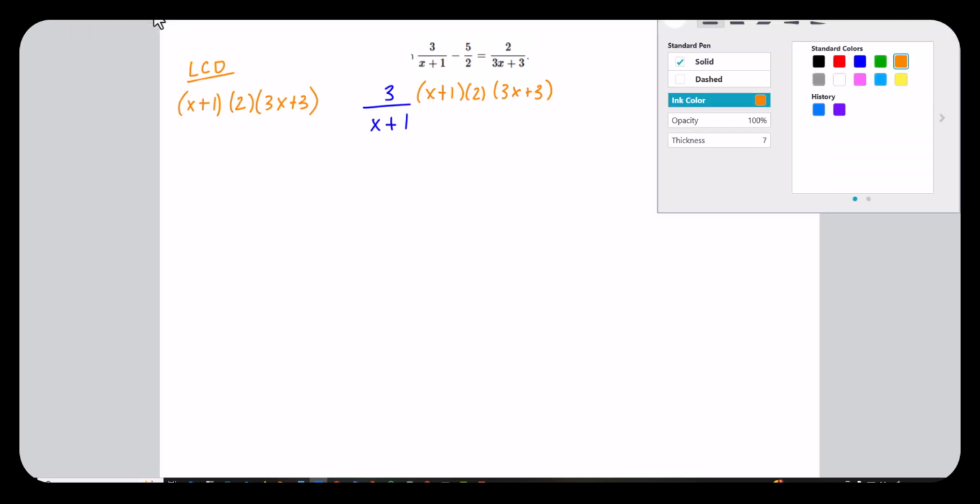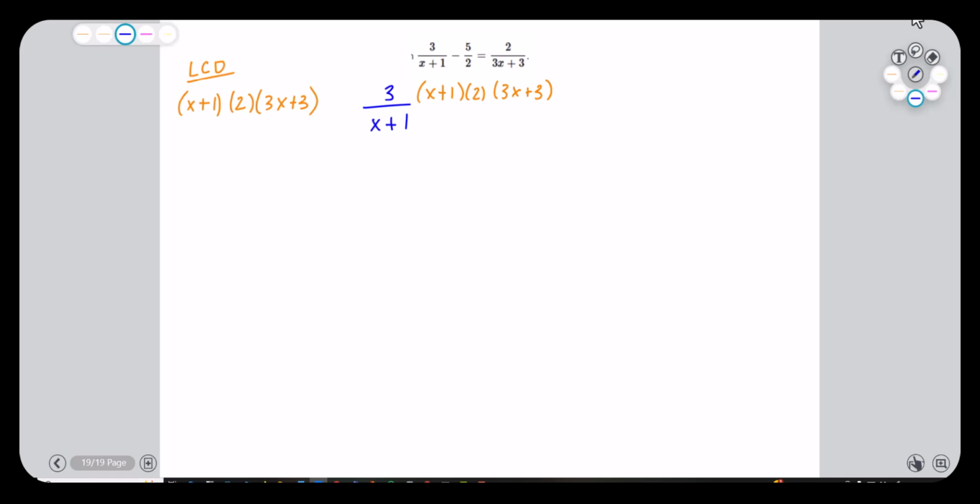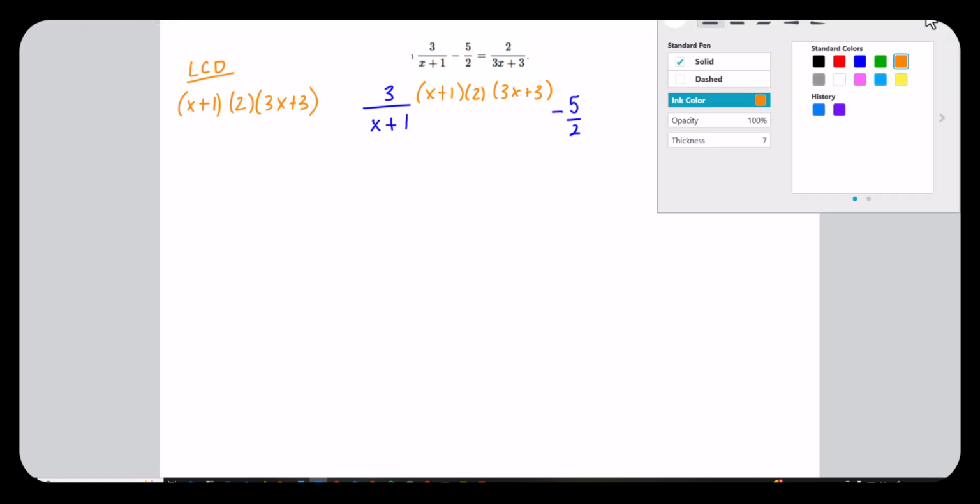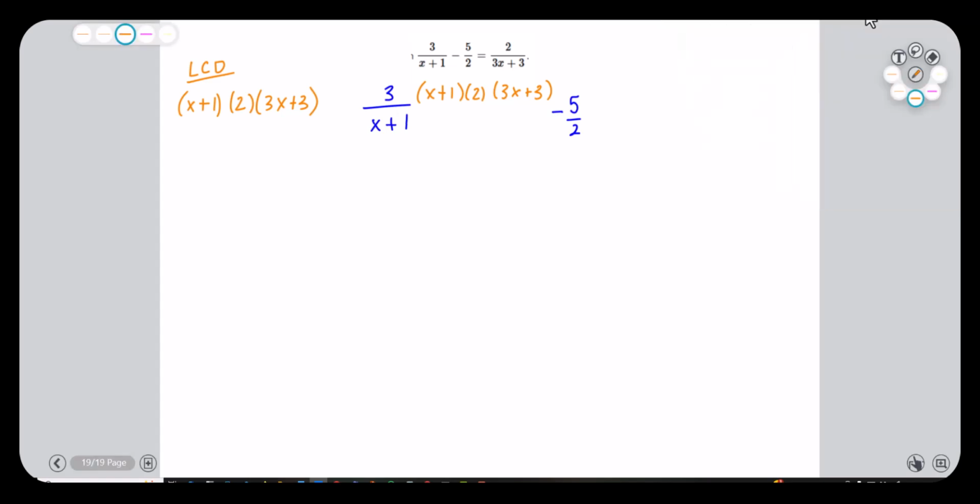And because remember with algebra, if you do the same thing to every term, it's not changing it. And then I have minus 5 over 2. And guess what I'm going to do? I'm going to multiply it by x plus 1 times 2 times 3x plus 3.